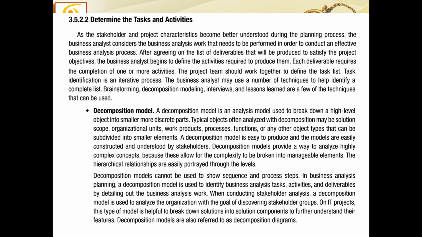When conducting stakeholder analysis, the decomposition model is used to analyze the organization with the goal of discovering stakeholder groups. On IT projects, this type of model is helpful to break down solutions into solution components to further understand their features. Decomposition models are also referred to as decomposition diagrams.